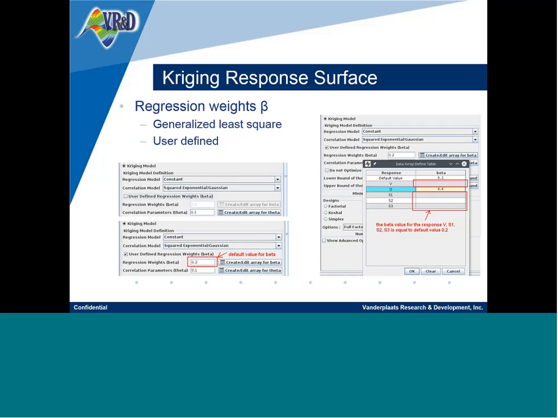If you want to provide different regression weights for different responses, you can click create and edit array for beta. Then it will initiate a table to set up the regression weights for different responses. The first row is the default value, and you only need to enter the beta value which is different from the default value. The blank entries indicate the beta value is equal to the default value.